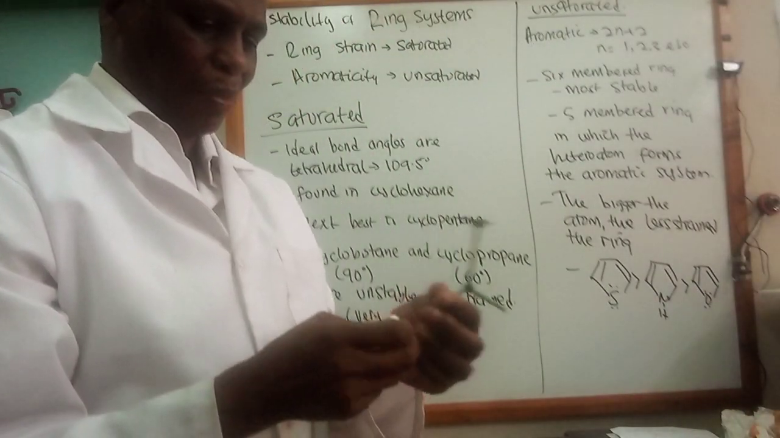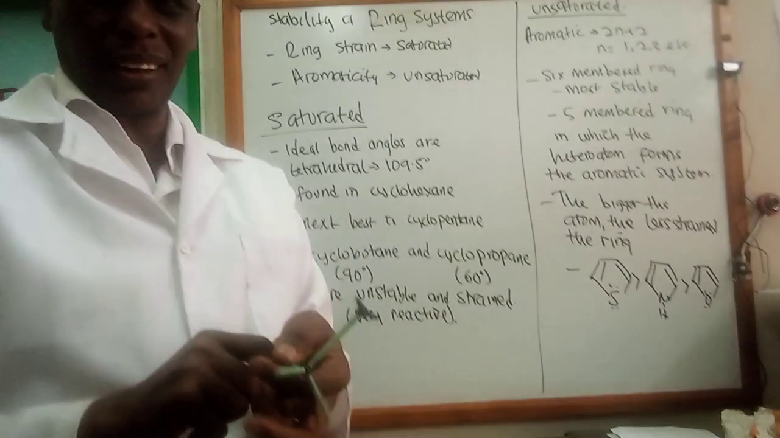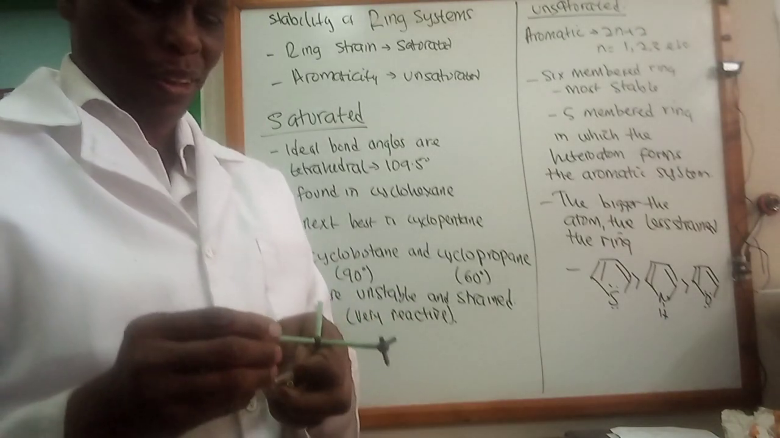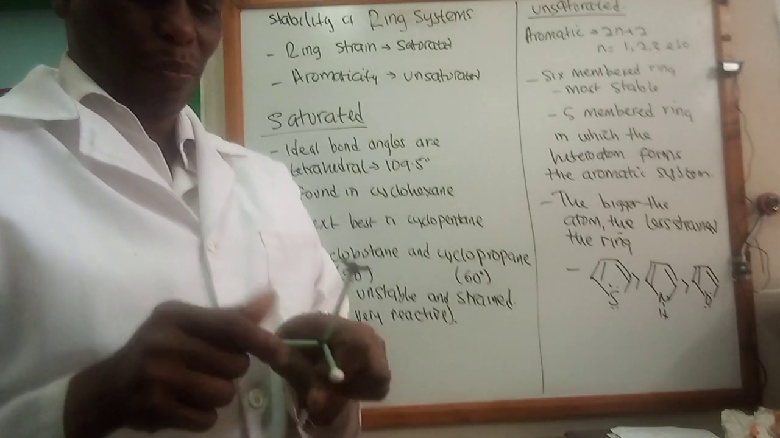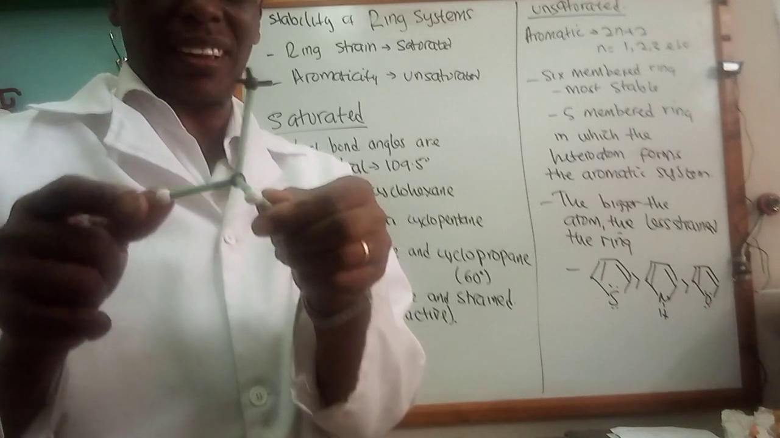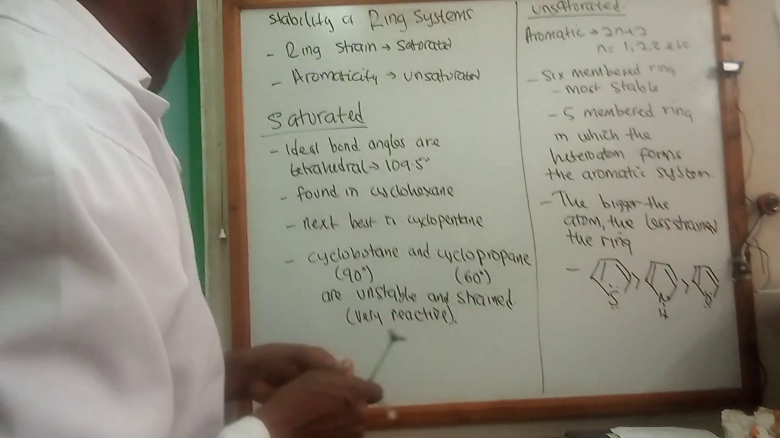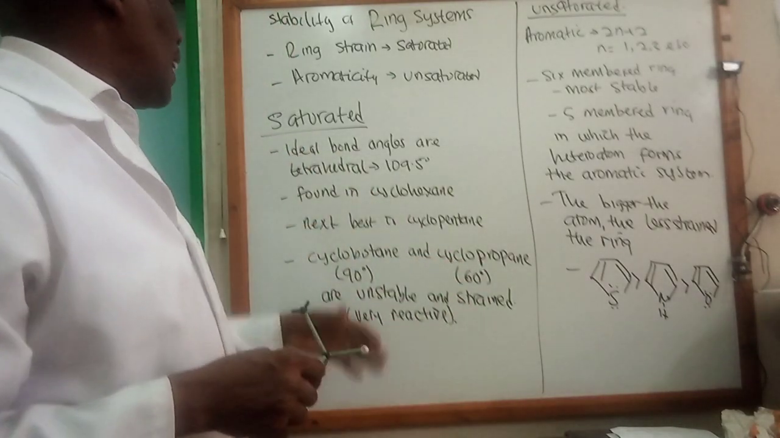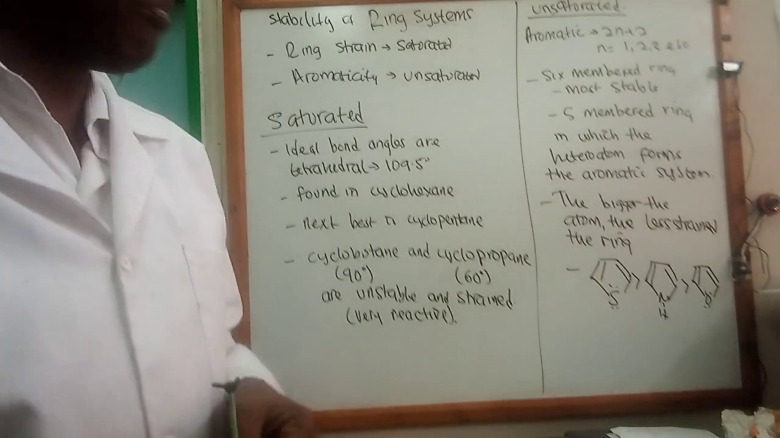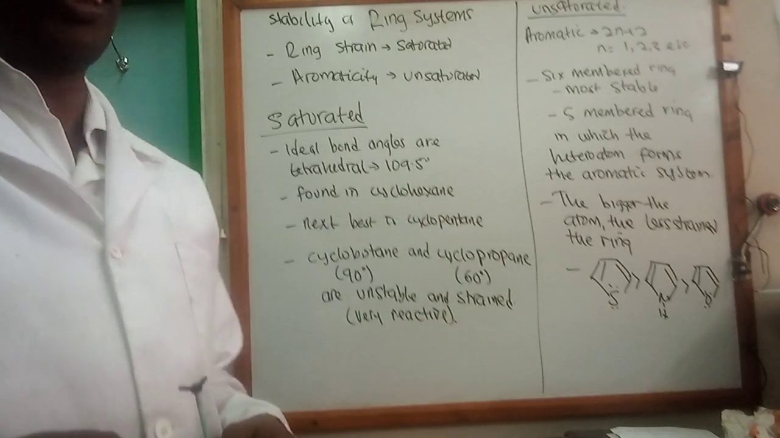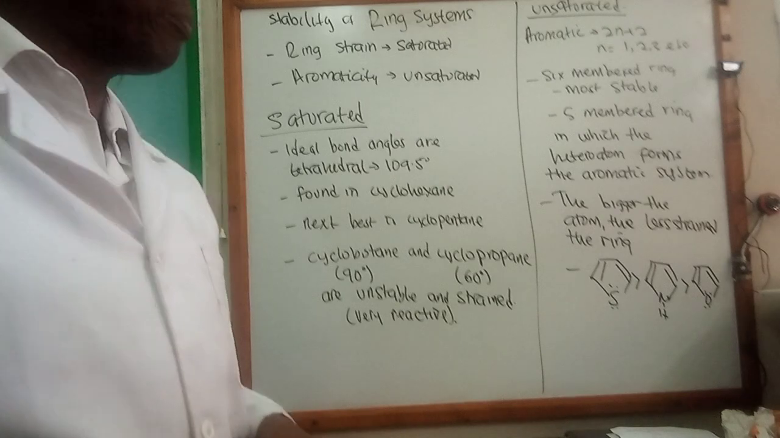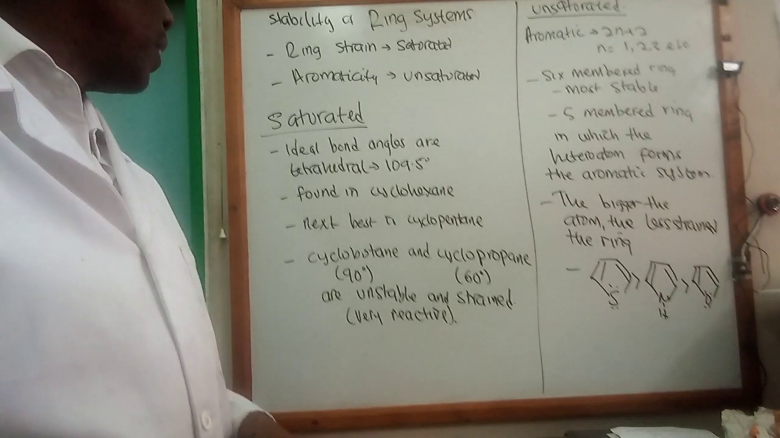Okay. Let me just get a simple system. So in a tetrahedral system, we're talking about the bond angles being 109.5. This is an example of a tetrahedral system, and in a cyclic case, these bond angles are found in a cyclohexane. It means that it is cyclic and it is six-membered. So all the bond angles are 109.5.